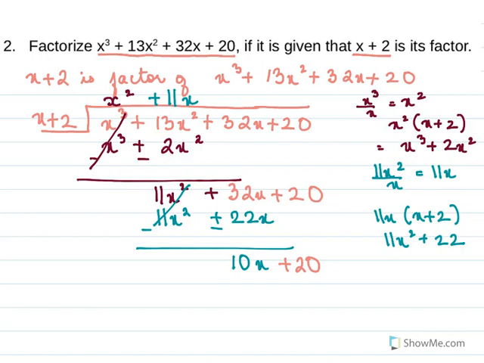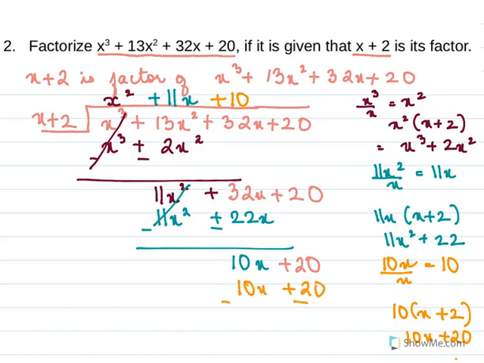Now the same process again. So we take 10x and we divide it by x. When we divide, you will get 10 here. So we write here plus 10. Then you take 10 and you multiply by the divisor. So 10x plus 20. So here we'll put 10x plus 20. Now you subtract, and the remainder is 0. The remainder has to be 0 because we know x plus 2 is a factor. But now we have found the other factor.